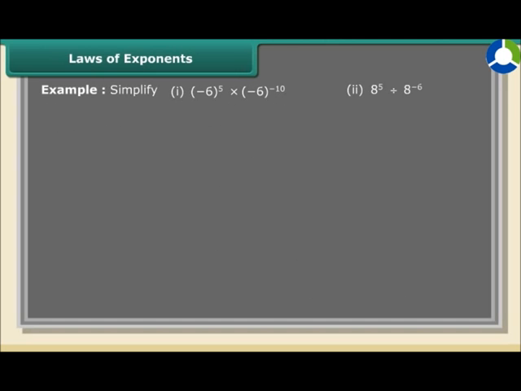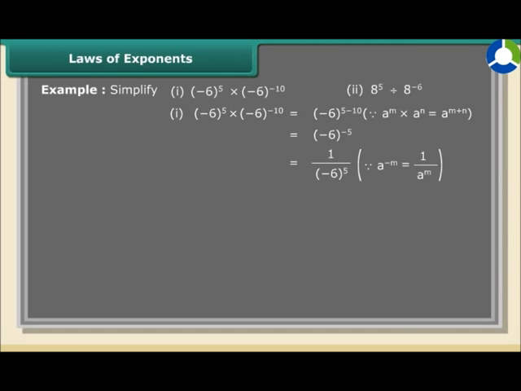Example. Simplify (-6)^5 into (-6)^(-10), and 8^5 divided by 8^(-6). (-6)^5 into (-6)^(-10) is equal to (-6)^(5-10), since a^m into a^n is equal to a^(m+n), which is equal to (-6)^(-5), which is equal to 1 upon (-6)^5, since a^(-m) is equal to 1 upon a^m. So (-6)^5 into (-6)^(-10) is equal to 1 upon (-6)^5.